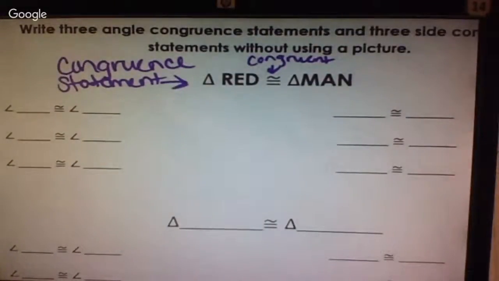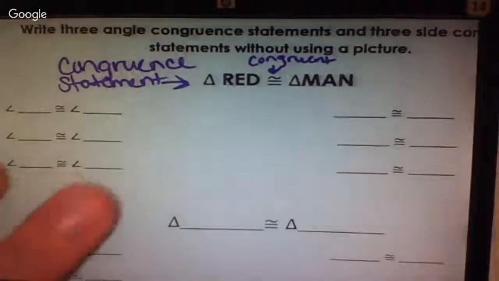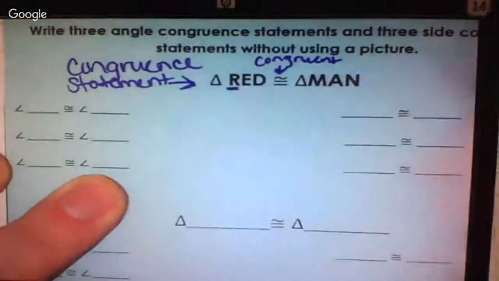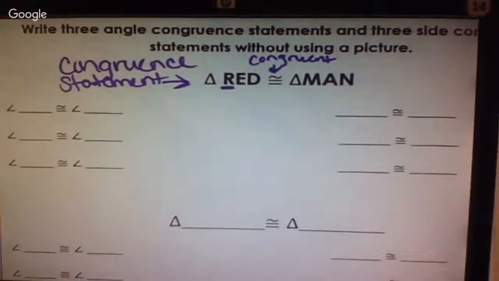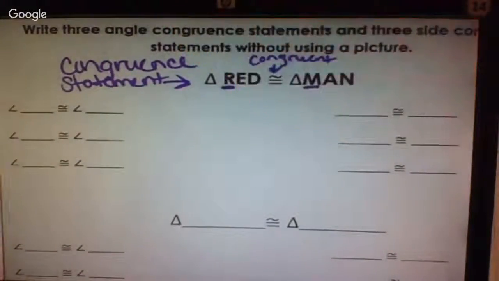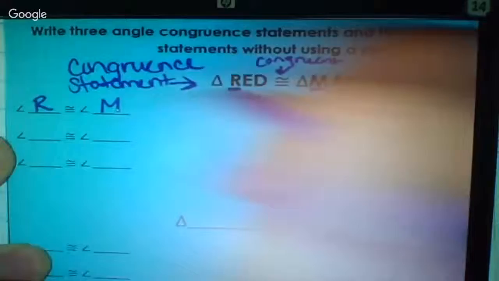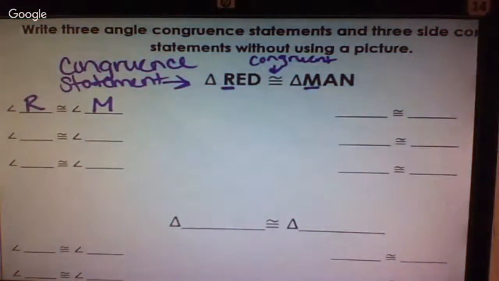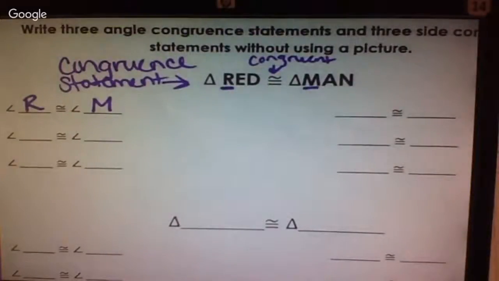So, triangle RED. My first letter in this triangle is R. What's my first letter in the second triangle? M. So this means that angle R is congruent to angle M. That's it. I told you it's going to be easy. Right. Okay? So if angle R is a 30-degree angle in my triangle, angle M is a 30-degree angle.